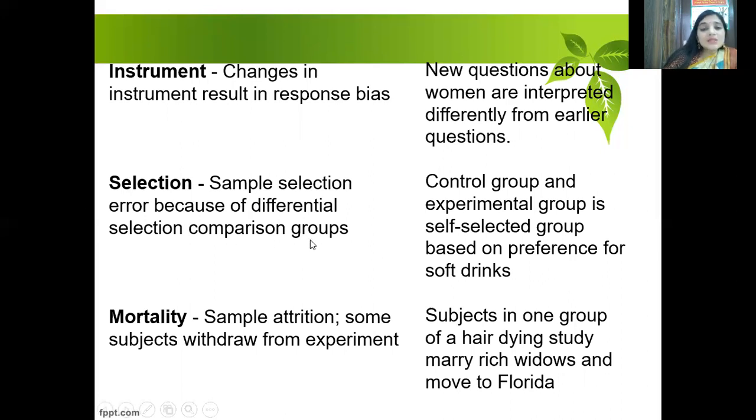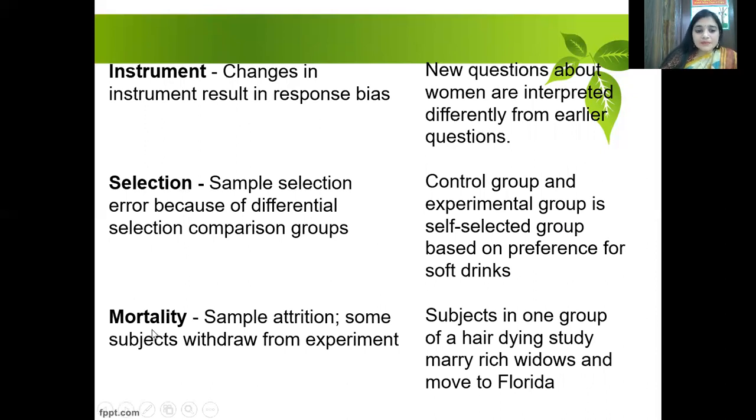Because sometimes you might include one kind of people in one group, and all homogeneous but different from that group, people in another group. That also happens sometimes. Control group and experimental group is a self-selected group based on preference for soft drinks. So sometimes these selection biases also come up.